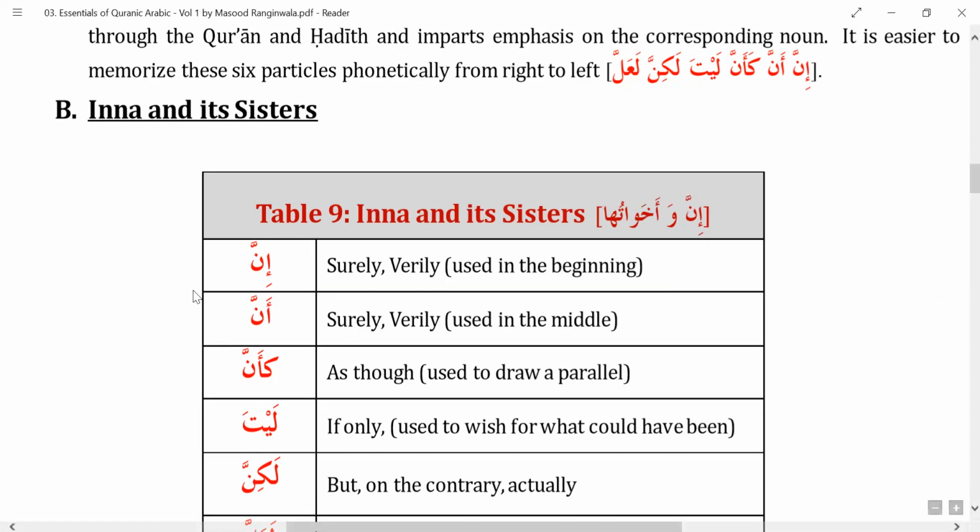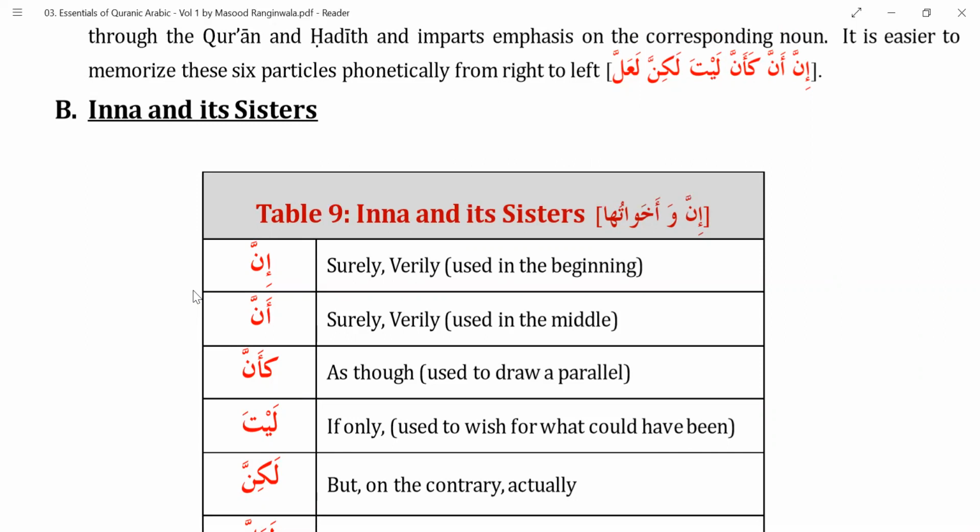So you have inna, anna, ka anna, bi anna, laita, lakinna, and la'alla. Inna is surely. Inna, surely. And this is used in the beginning. Anna is also surely, but it is used in the middle of a sentence. When you're going to begin, you will say inna, but whereas in the middle, you will say anna. Both mean surely. Then ka anna, kaf, as we saw, is for the k in like. When you want to show similarity, this is as though. It is used to draw a parallel, which is something which is like something, some similarity.